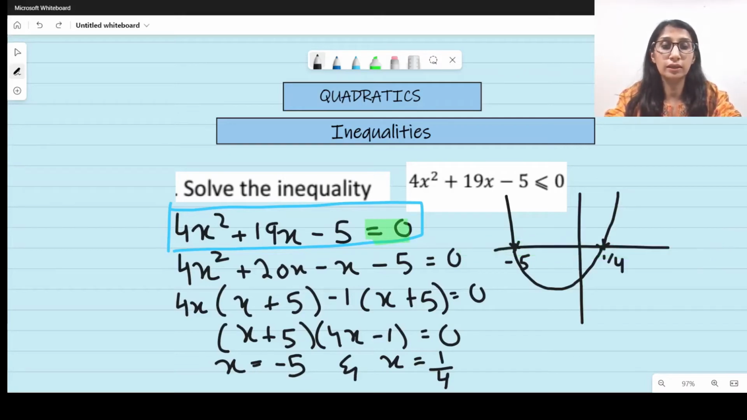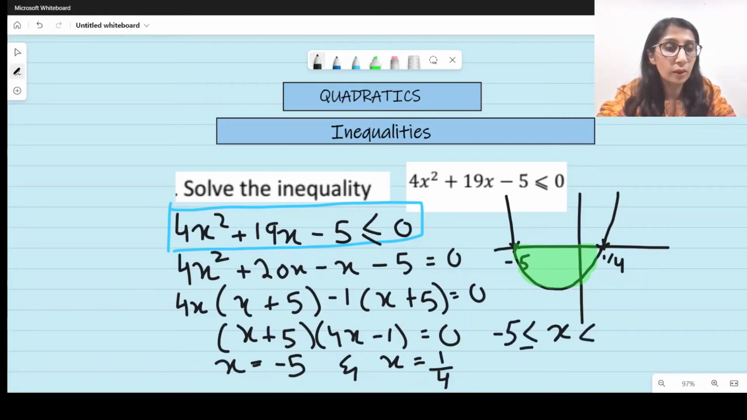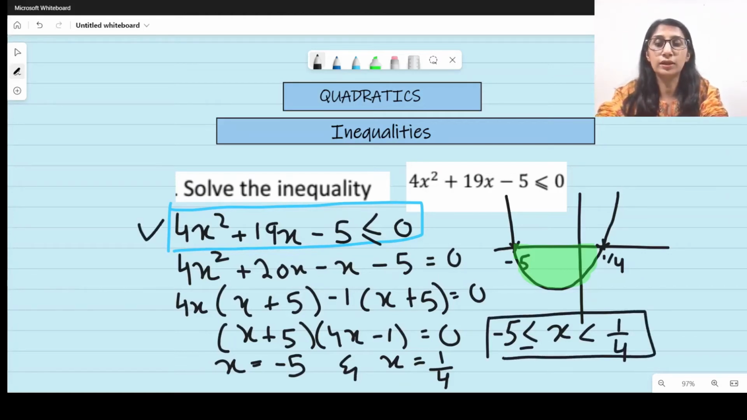Instead, the question is greater than or less than equals to 0. So less than equals to 0. So now it's not equals to 0, it's less than equals to 0. So where is the graph less than equals to 0? So the graph is below the x-axis here. So the y is less than 0 in this region. Now what's the value of x in this region? X starts from minus 5 and it goes till 1 by 4. So this is the solution of this quadratic inequality.